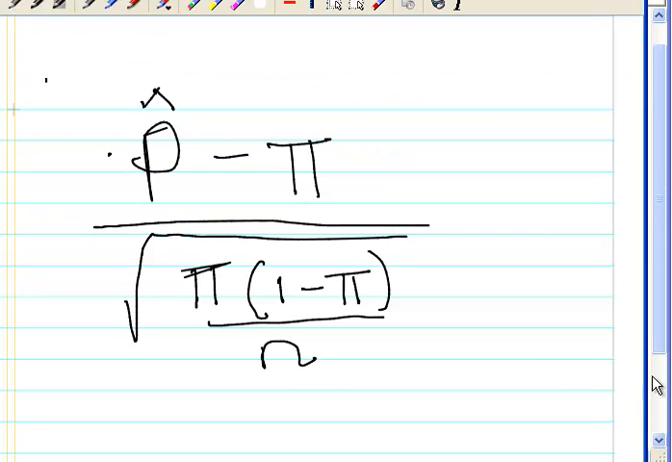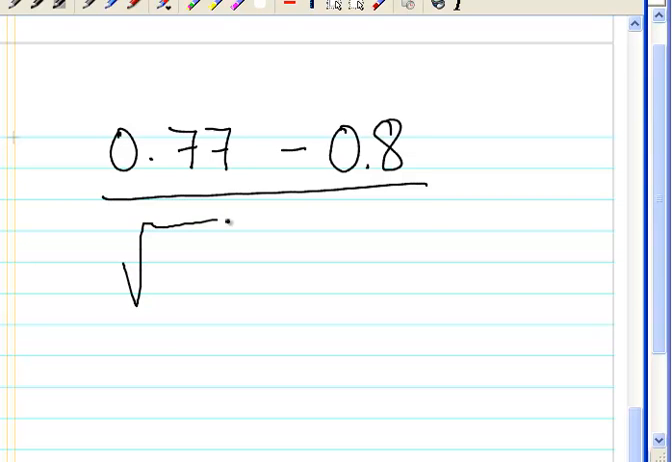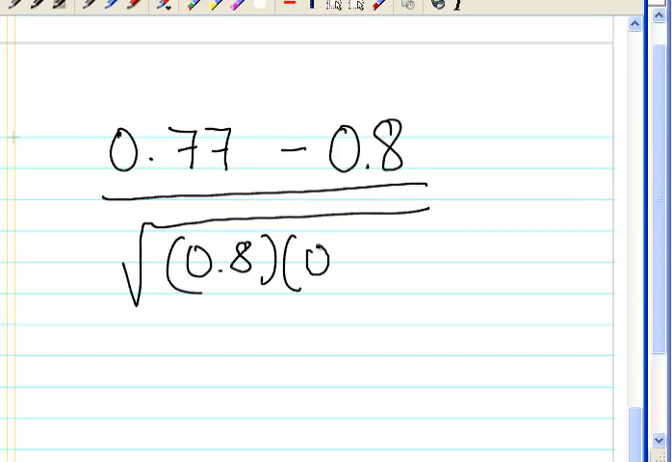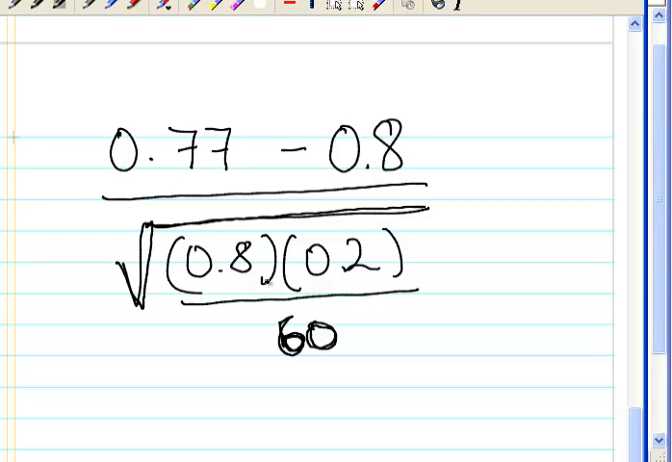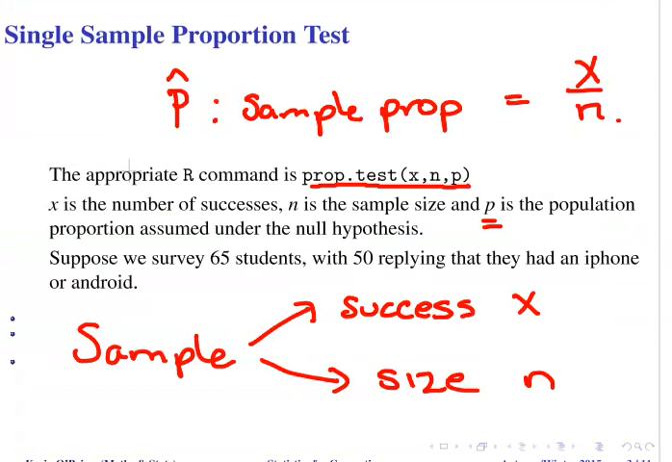So that would be 0.77 minus 0.8 all over the square root of 0.8 times 0.2 all over n, and the n here was around 65. I won't solve it, but essentially that's how you get your test statistic. With a continuity correction, you get a slightly different test statistic from the way you commonly do it in pen and paper exams. Let's move on from that.